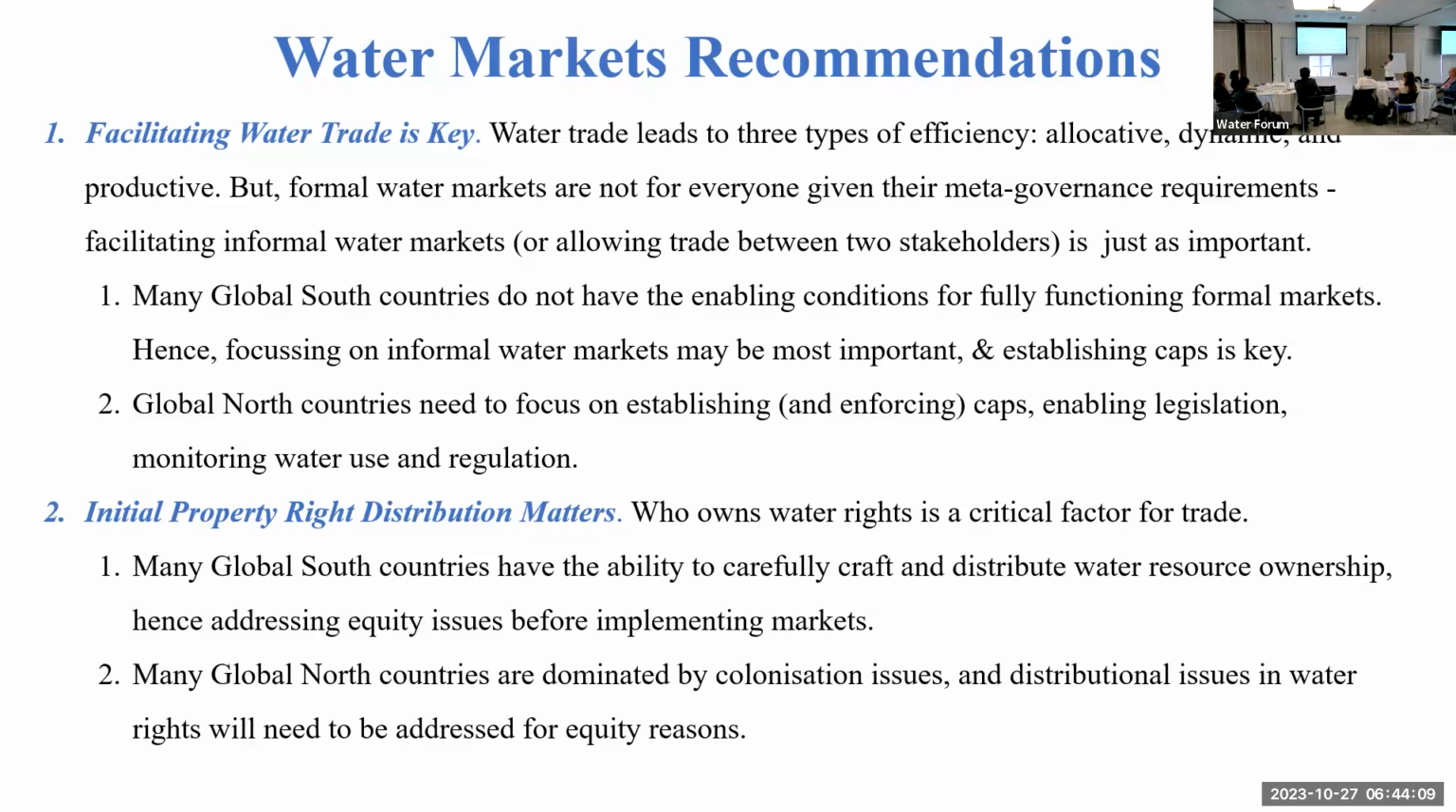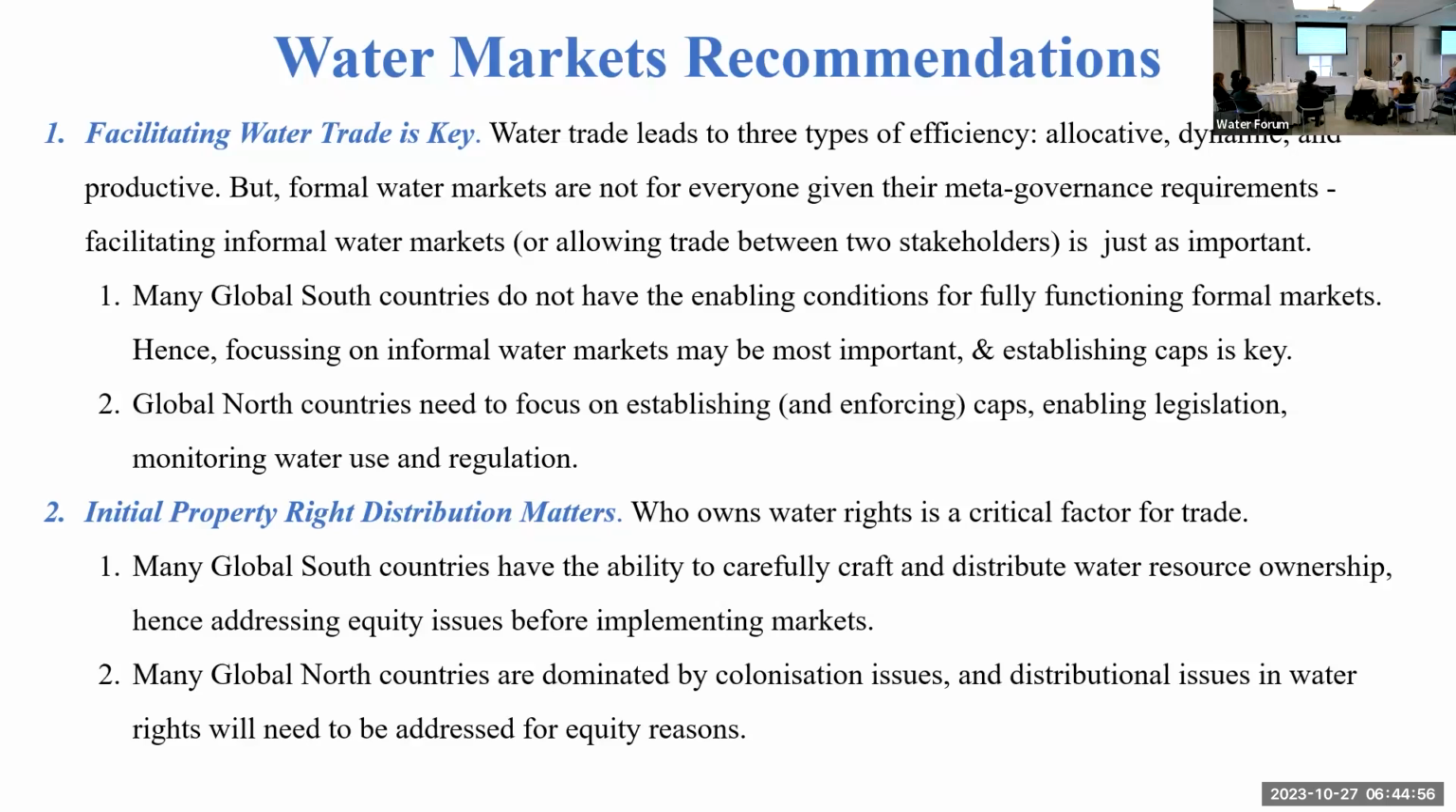For Global South, when you think about institutions, enforcing and establishing caps and sustainable diversion limits is key. Global North countries do it a bit better than Global South, but they also have to focus on that. And they have to focus on enabling legislation and monitoring water use and regulation. We also think there is much more possibility of using satellite technology, and that Global North countries, an international database of monitoring water use by satellite is a sort of institution that should be thought of, because capabilities in Global South to do that are not as strong, and it needs a lot of investment and high skills.